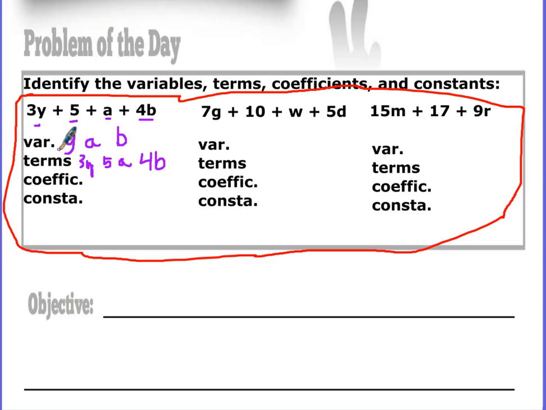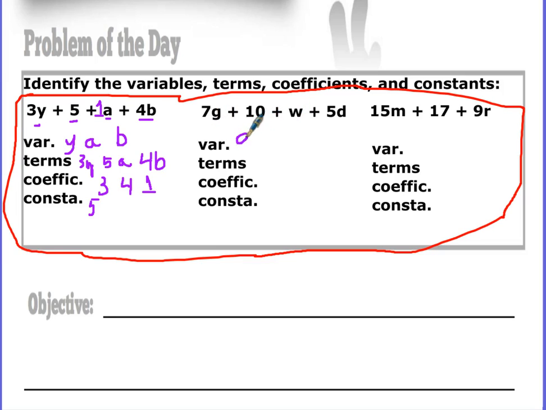Coefficients. I know the coefficient is the number in front of the variable. So I have a coefficient of 3. I have a coefficient of 4. But I'm looking at this a. I have a variable. There's not a number written in front. But I remember we talked about there's actually a 1. We don't write it, but it's understood that it's there in front of that a. So there's also a coefficient of 1. And now I need a constant. And I know a constant is a number all by itself. So the constant for this expression is 5.